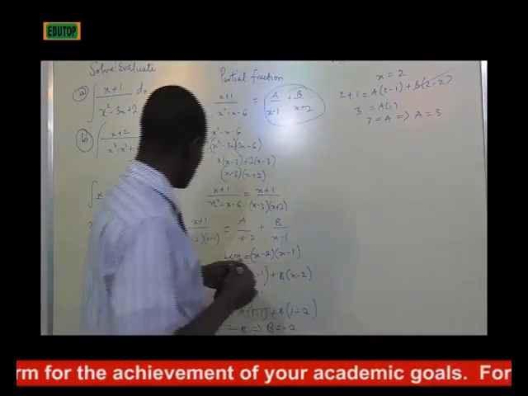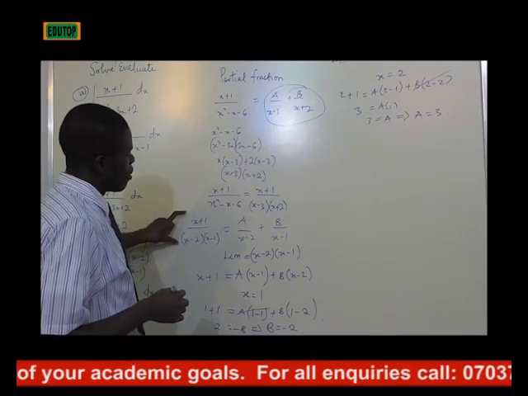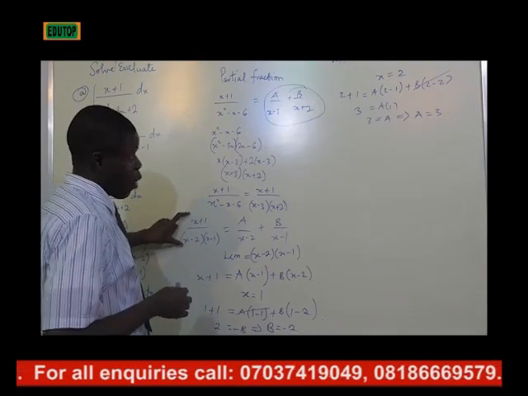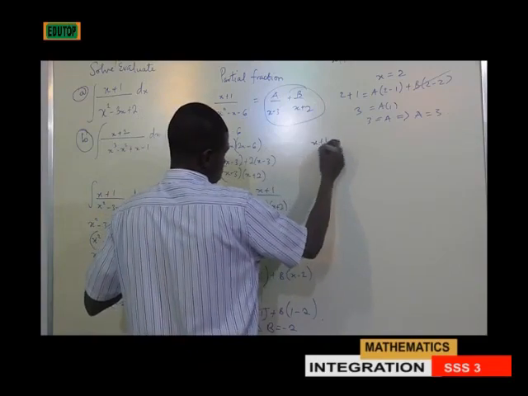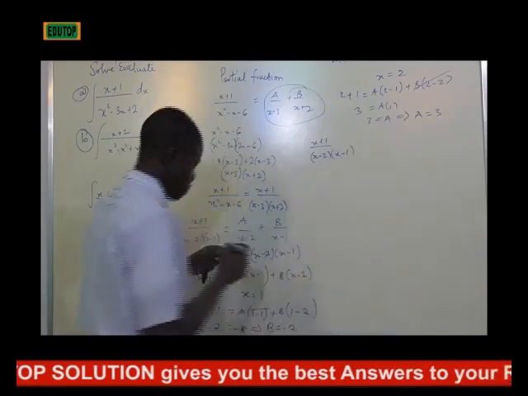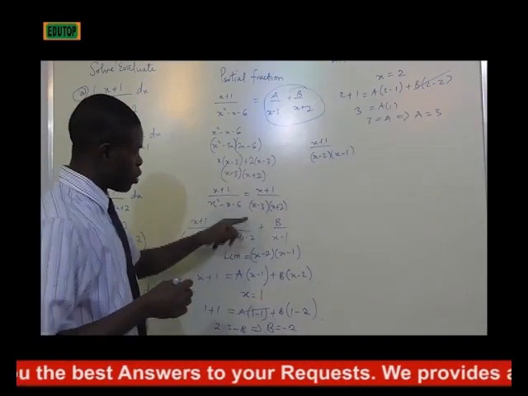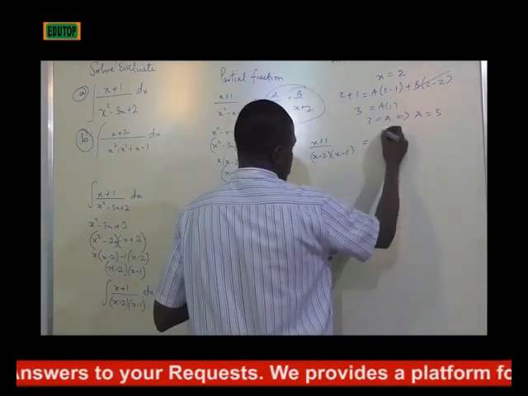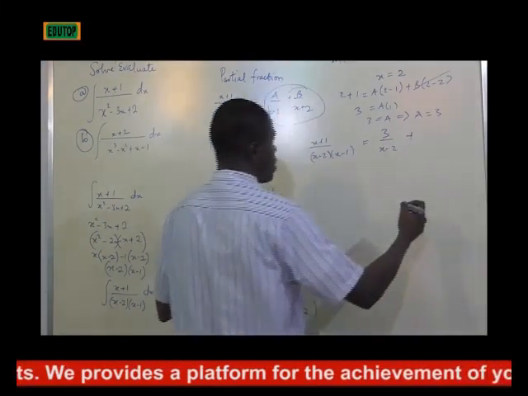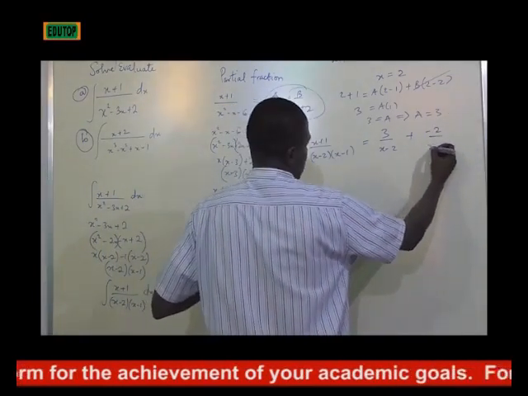So let me go back to this partial fraction. So here now, this is my linear expression. I will have x plus 1 over x minus 2, x minus 1. That's what I'm going to have. Then I've calculated my a to be what? 3. So anywhere I see a, I will replace it with 3. So I have 3 over x minus 2 plus, what's my b? My b is minus 2, so I have minus 2 over x minus 1.